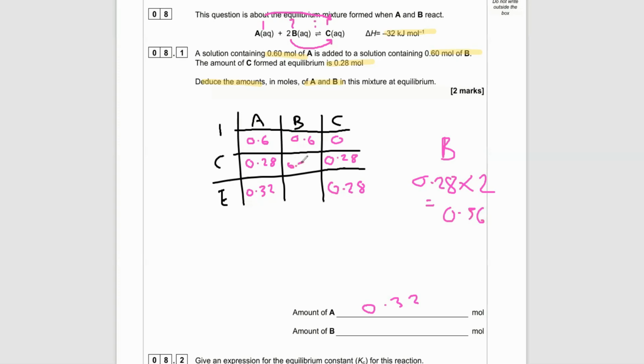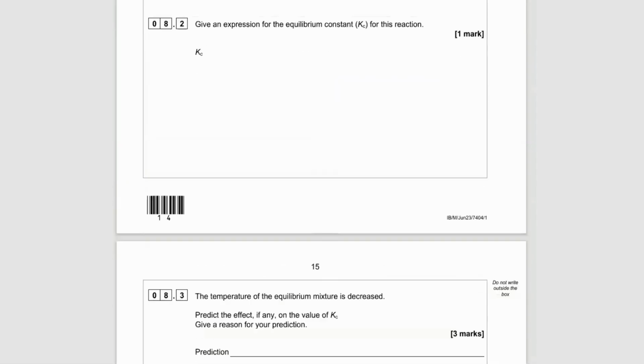Cool. So B changes by 0.56. So how much does that leave you at the end at equilibrium? If it's changed by 0.56, it's going to leave you with 0.04. And so our answer, we have 0.32 moles of A and 0.04 moles of B. And that's going to get you the 2 marks. So you can use that ICE method.